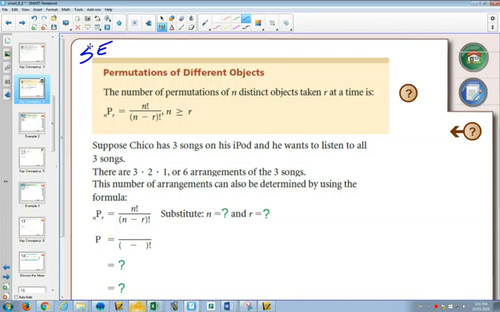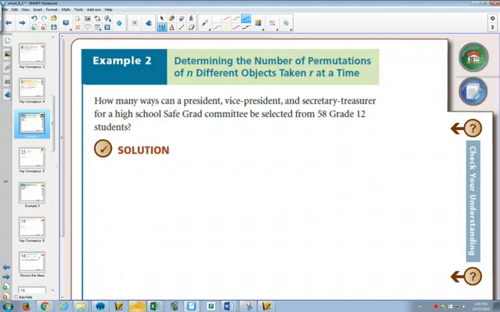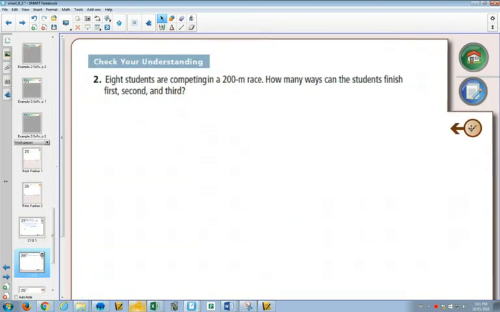Okay. So, when we have arrangements of a number of objects and a number of them we want to arrange, it's called a permutation. So, for example, what we have is our first example off to the side here: 8 students competing in a race. How many ways can they finish first, second, and third?